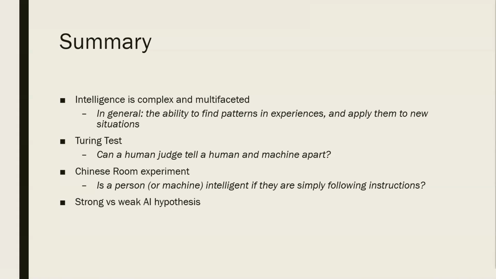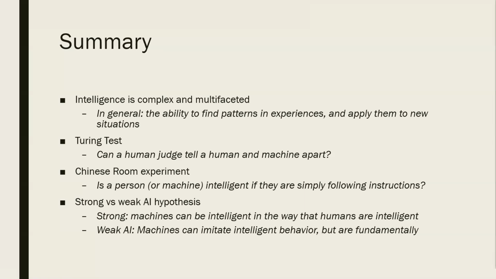We used these two thought experiments to consider the strong and weak AI hypotheses. The strong AI hypothesis is that machines can be intelligent in the same way that humans are intelligent. So if we look at how an artificial intelligence system could work, it is internally intelligent in the same way that a human being is intelligent. Others are more skeptical and believe that artificial intelligence systems can only imitate human behaviors, but are fundamentally different from human intelligence.